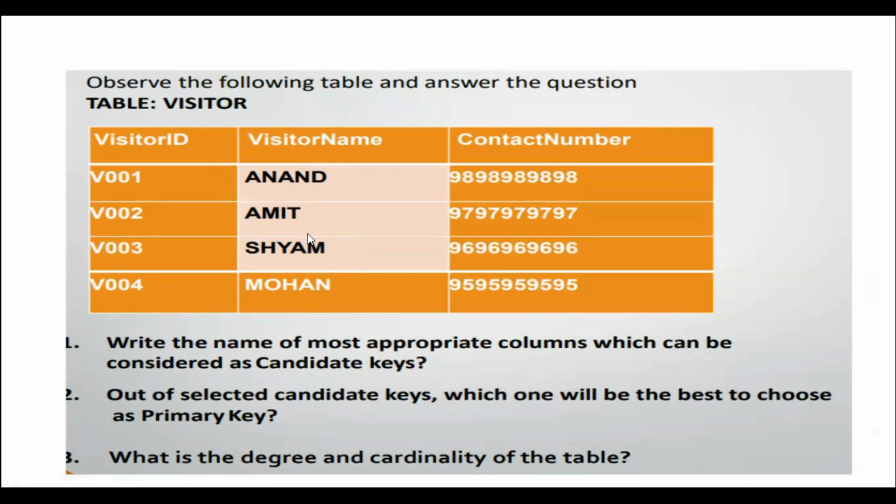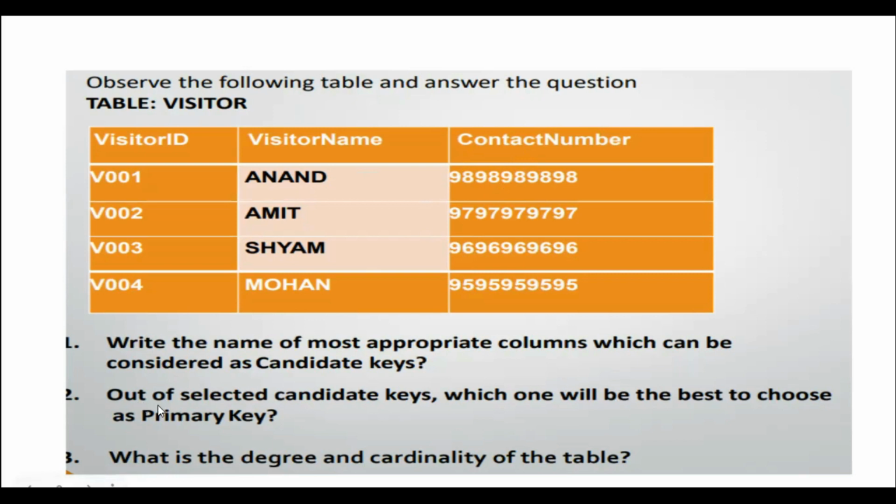And visitor name and contact number together can also be considered as a candidate key, because Anand can be repeated, but Anand plus this mobile number cannot be repeated. So a combination of columns can also be used as a candidate key.